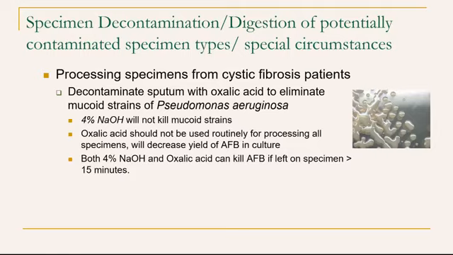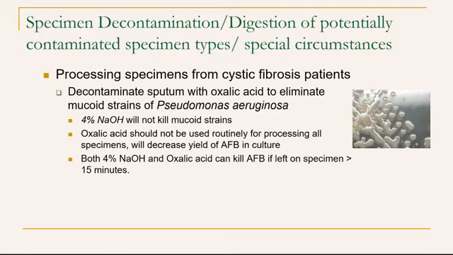If you're in a hospital that has a lot of cystic fibrosis patients, you have to be aware of the specimens collected from those patients and use a separate decontamination process under these special circumstances. For cystic fibrosis patients, you want to decontaminate the specimens with oxalic acid. This will eliminate the very mucoid strains of Pseudomonas aeruginosa that will not be killed by the regular 4% NaOH.